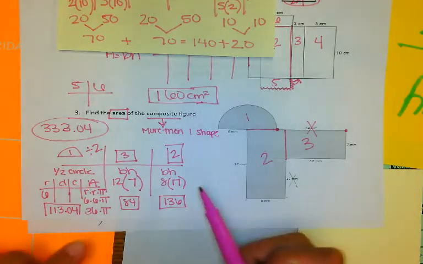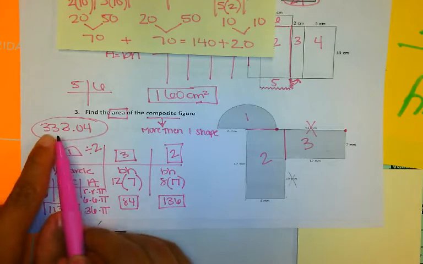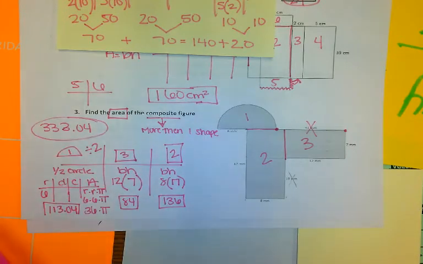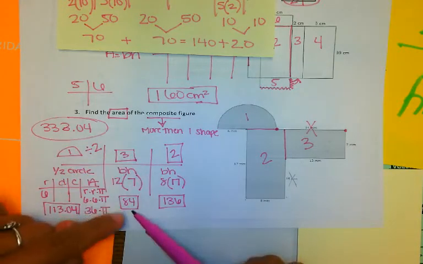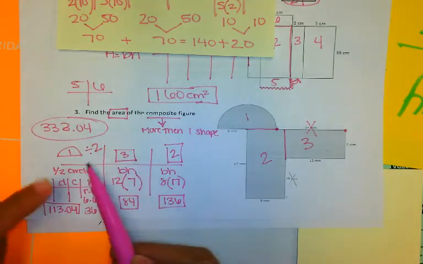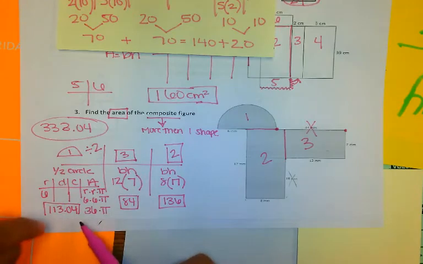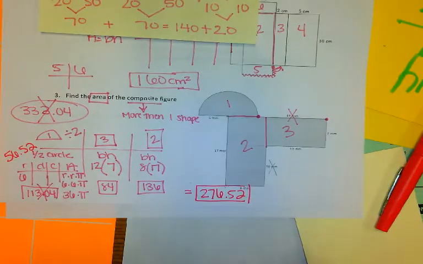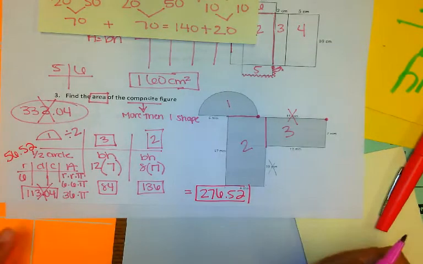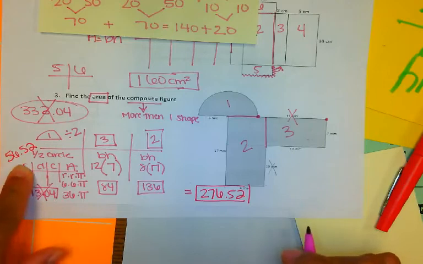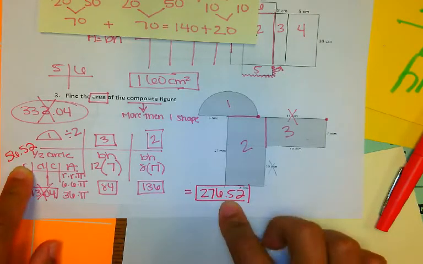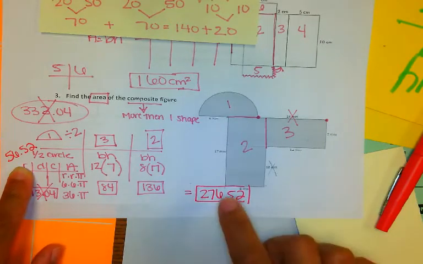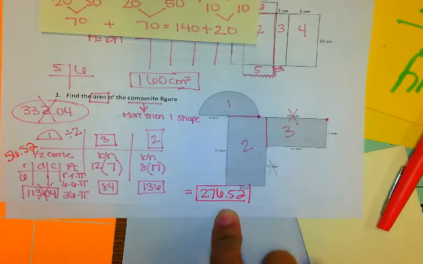All right, so if you got 333.04 as your answer, you messed up, okay? If you got this right, but you forgot to divide this by 2, okay? So pause the video and see if you can redo it and get it right. All right, so your final answer for the circle should have been 56.52, and then your final answer after you add everything should have been 276.52.